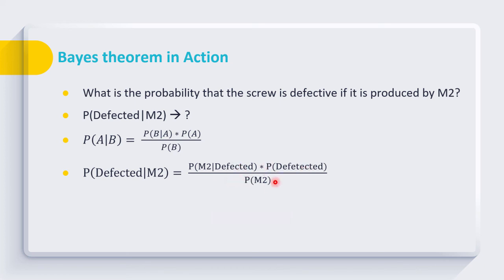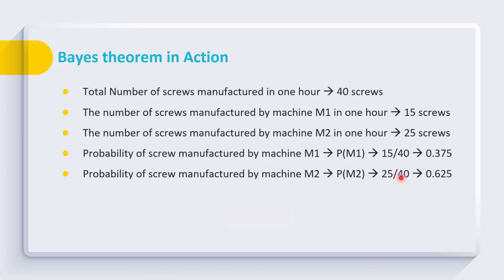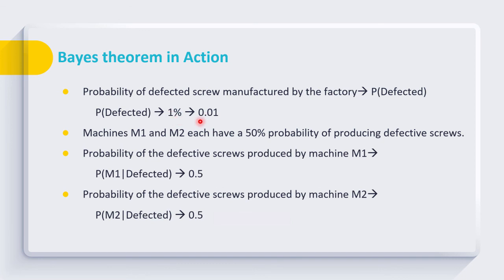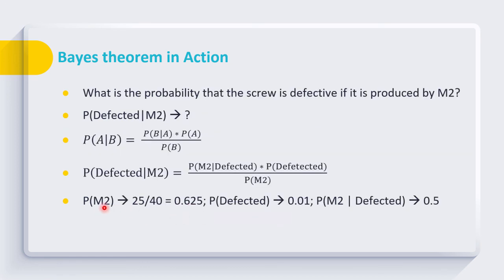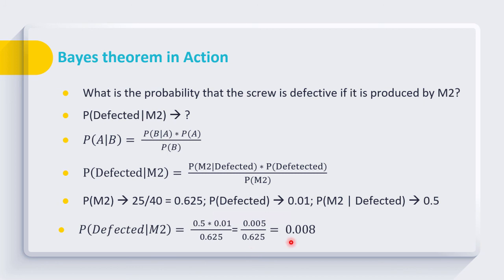And we have all these values in our previous calculations. So we have the probability of M2 as 0.625. The probability of defective is 0.01, and probability of M2 given defective is 0.5. So let's put all these values here. Probability of M2 is 0.625, probability of defective is 0.01, while probability of M2 given defective is 0.5. So if I put all these values, I will get 0.008. It means we have a 0.8% chance that screw will be defective if it is produced by machine M2.